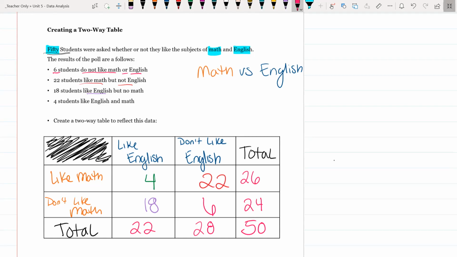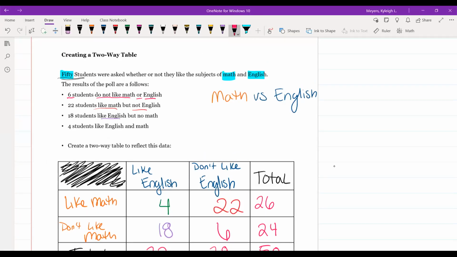Okay, so I know that was a lot, and we're going to talk about each one of these pieces each day of this upcoming week. So don't stress too much. We're going to review this.